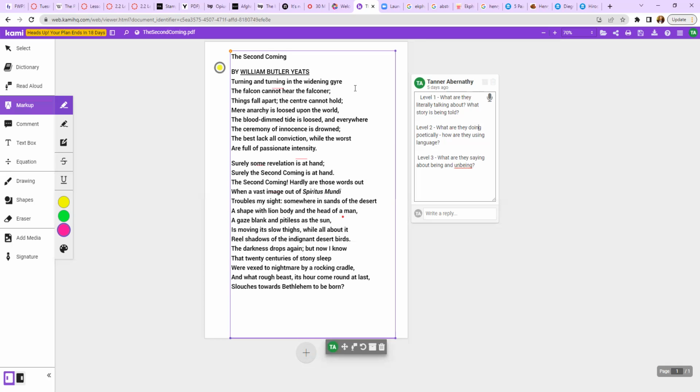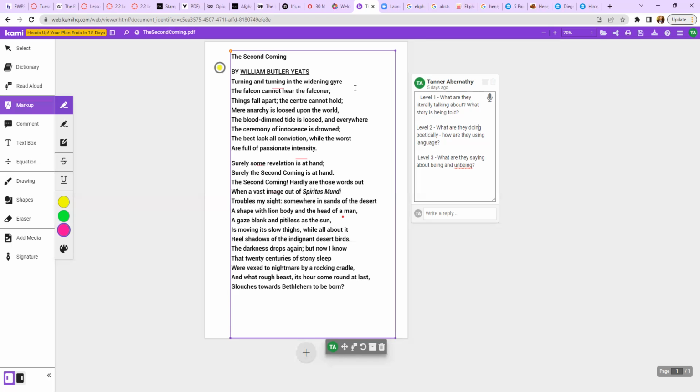The Second Coming! Hardly are those words out when a vast image out of Spiritus Mundi troubles my sight. Somewhere in the sands of the desert, a shape with lion body and the head of a man, a gaze blank and pitiless as the sun, is moving its slow thighs, while all about it reel shadows of the indignant desert birds. The darkness drops again, but now I know that twenty centuries of stony sleep were vexed to nightmare by a rocking cradle. And what rough beast, its hour come round at last, slouches towards Bethlehem to be born?